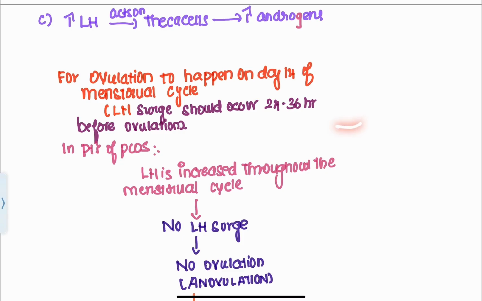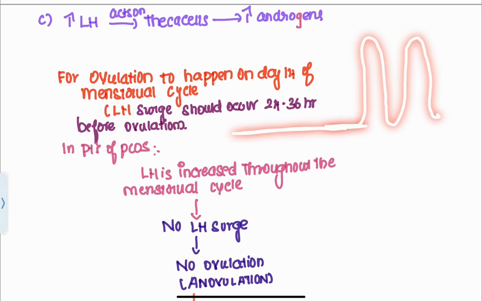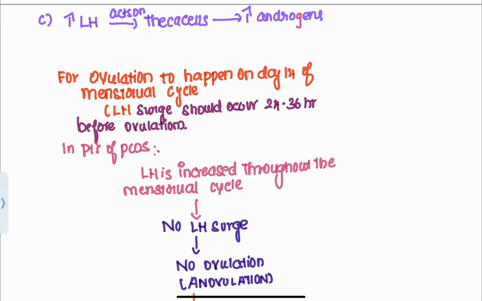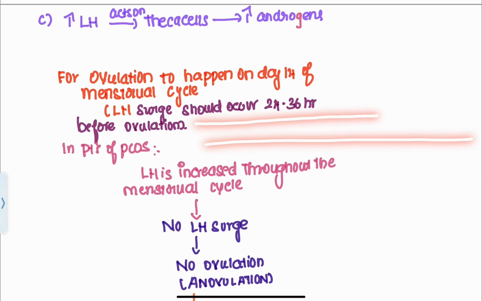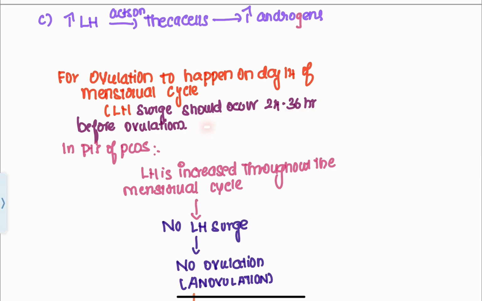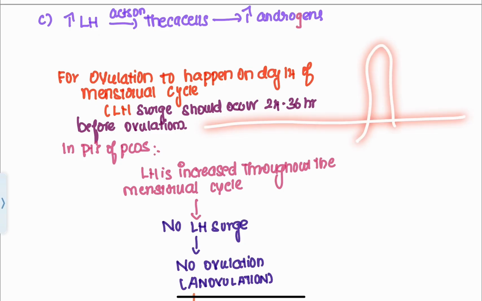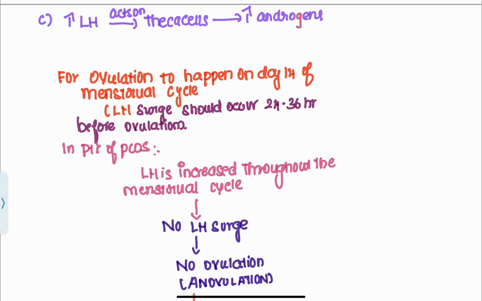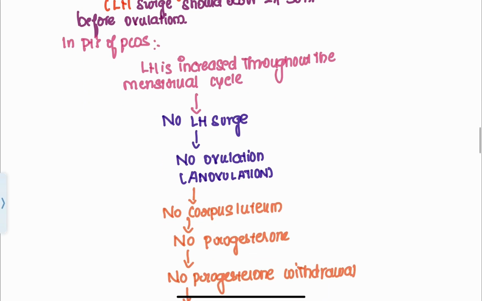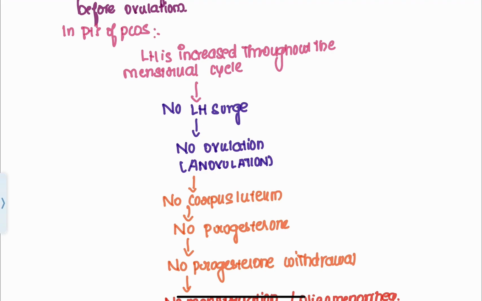Let me show a diagrammatic representation. See, this is the LH surge and this is the ovulation. As you can see here, the LH levels are initially stable, and then there is a surge. Following the surge, after 24 to 36 hours, ovulation is going to happen. But in patients of PCOS, if this is the baseline, the levels of LH are increased throughout the cycle. There is an absence of this LH surge. Because of the absence of the LH surge, which has to happen 24 to 36 hours before ovulation, there is going to be no ovulation.